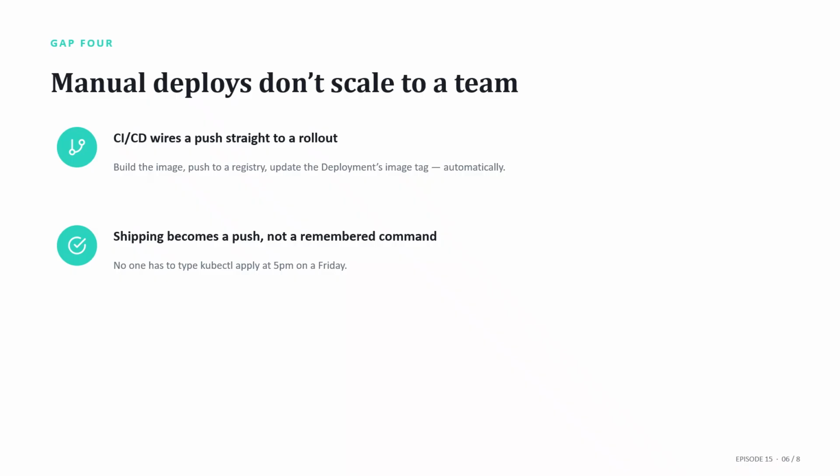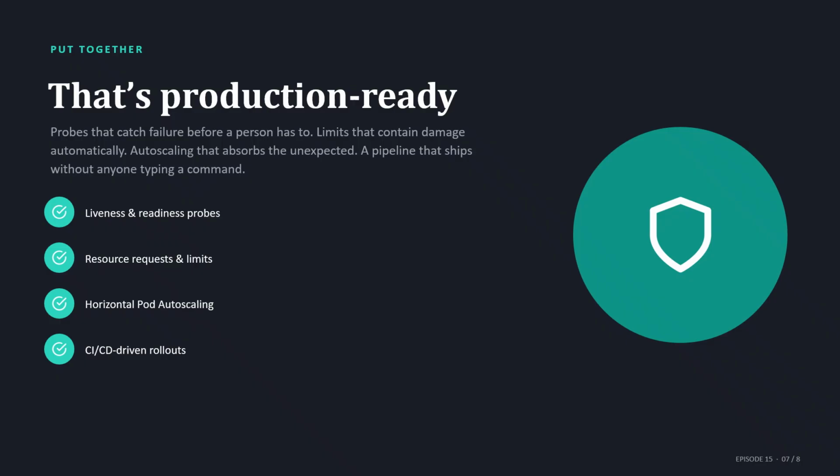Fourth gap, episode 10's rolling update ships whatever image tag you type by hand. Wire that into a CI/CD pipeline, and the moment you push code, it automatically builds a new image, pushes it to a registry, and updates the deployment's image tag, turning shipping a change into a push, not a manual kubectl apply someone has to remember to run at 5 p.m. on a Friday.